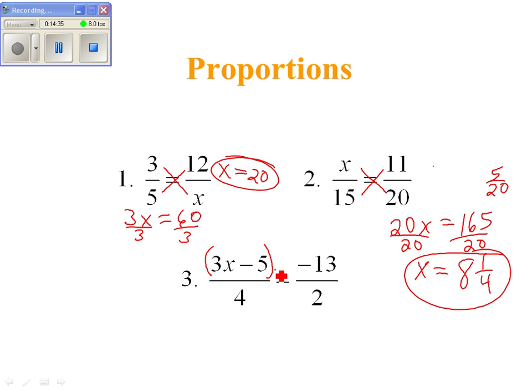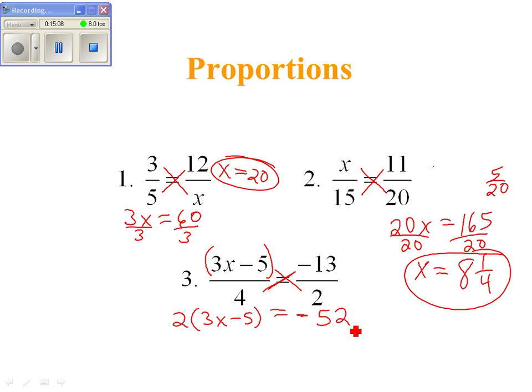Now when I cross multiply it, I'm going to write it this way. 2 times parentheses 3x minus 5. And then on the other side, what do I have? What's my means this time? 4 and negative 13. What is 4 times negative 13? I'll give you this part. I know it's going to be a negative. 52. Good.